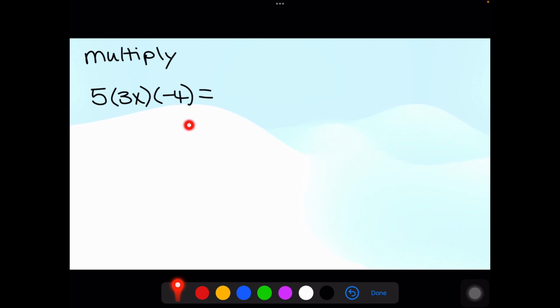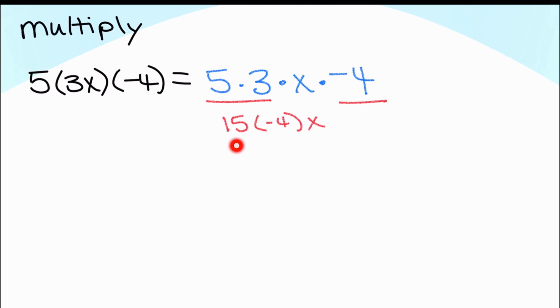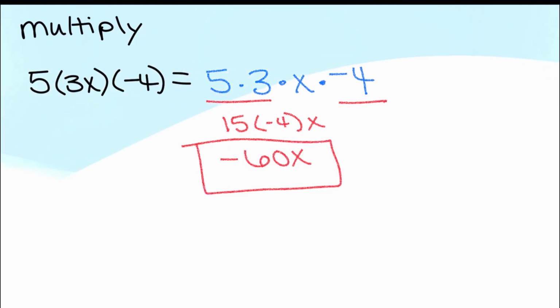5 times 3x times negative 4. We'll do this one the same way we did the previous problems. We have a product of 5 times 3 times x times negative 4. When you multiply, you can multiply in any order you want. And so I'm going to take the 5 times 3 and then times the negative 4. I'm going to multiply all the numbers together. 5 times 3 is 15, and then I'll multiply that by negative 4. That gives me negative 60, and the x is still there.